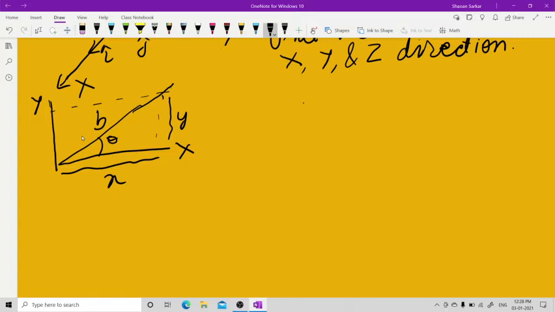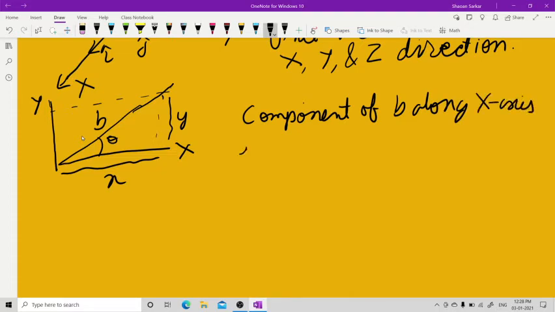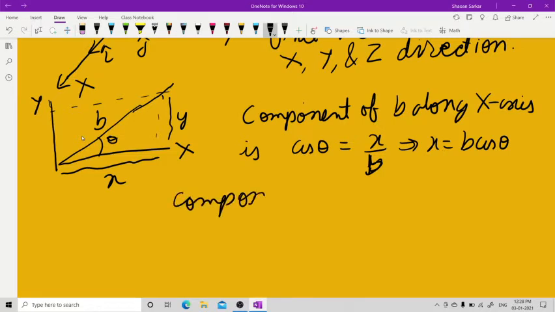So the component of b along the x-axis is, already you know cos theta is x by b, which implies x is equal to b cos theta. This is along the x-axis. Now the component of b, this is 90 degree, fine. This is 90 degree, this much angle is 90 minus theta.